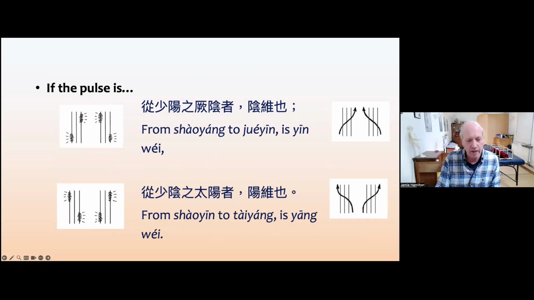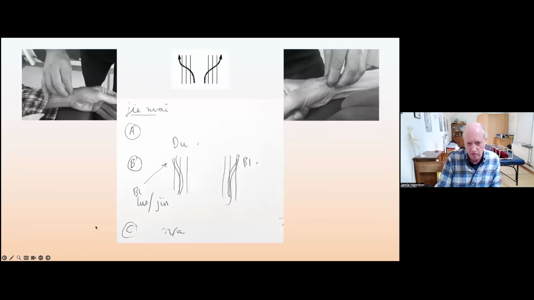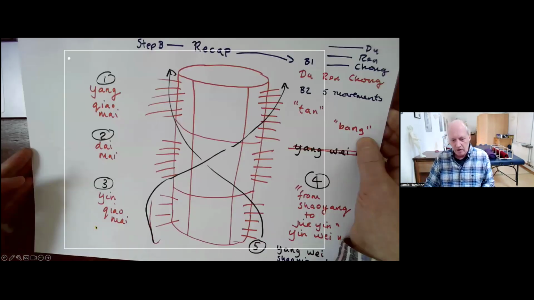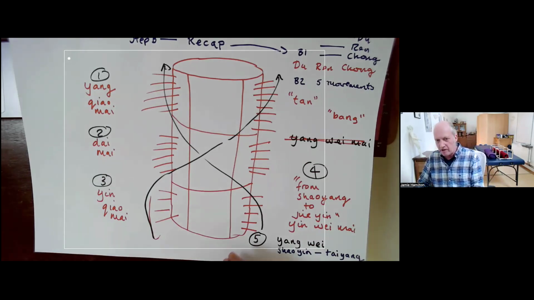I'll just show you the words again since I just got this screen up. So if the pulse is, this is from book 10, from Shao Yang to Shao Yin, that's a Yin Wei, and then from Shao Yin to Tai Yang is Yang Wei. So literally that's what it is. I think it's actually really easy to see this. I had studied a little bit of Chinese when I started doing this, and even with a small amount of simple Chinese, it was quite easy to get to it. So basically what this feels like is a kind of bulging.